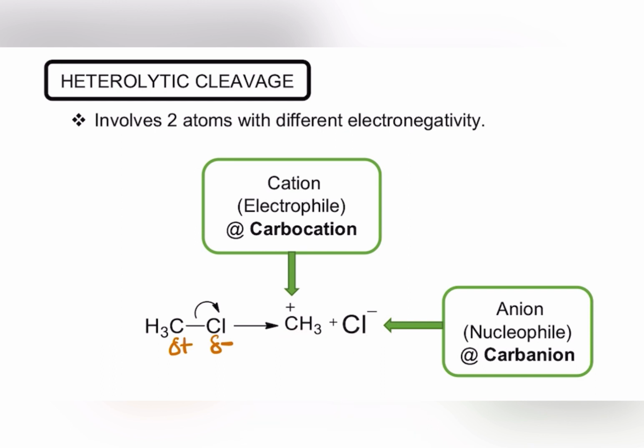CH3+ is what we call a cation or electrophile, or the special one, carbocation, which is carbon with positive charge. And Cl- is what we call an anion or nucleophile or carbanion. So this is another set of terms that you have to memorize because you will see them very often in this course.